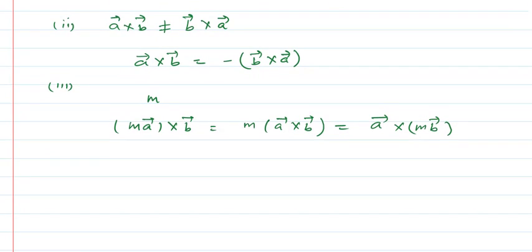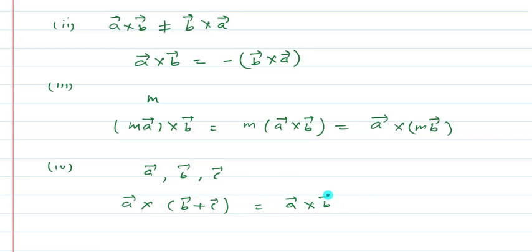The next property is that the vector product is distributive with respect to vector addition. This means if we have A, B, C as three vectors, then A cross (vector B plus vector C) is equal to vector A cross vector B plus vector A cross vector C. This property is also the same as we studied in the case of dot product.